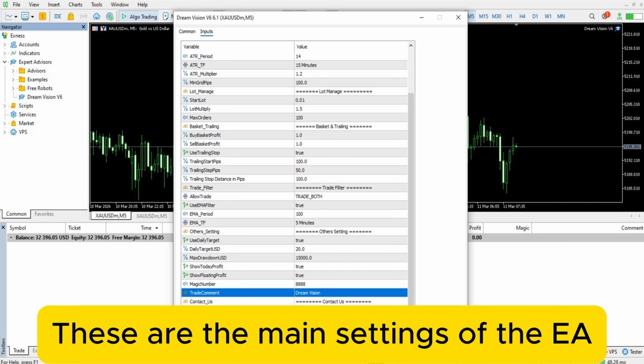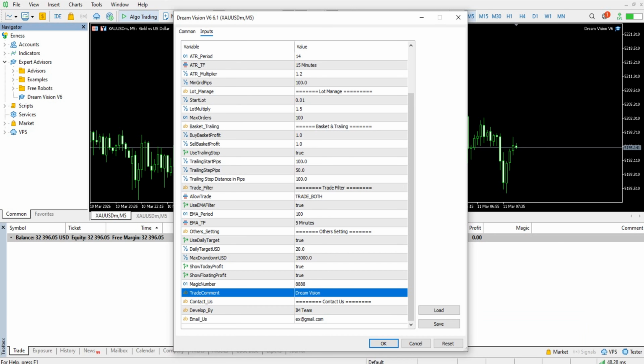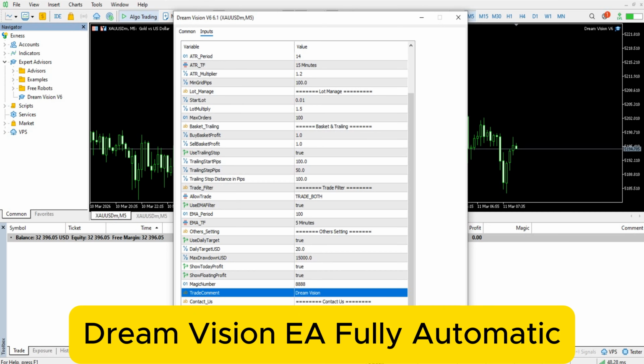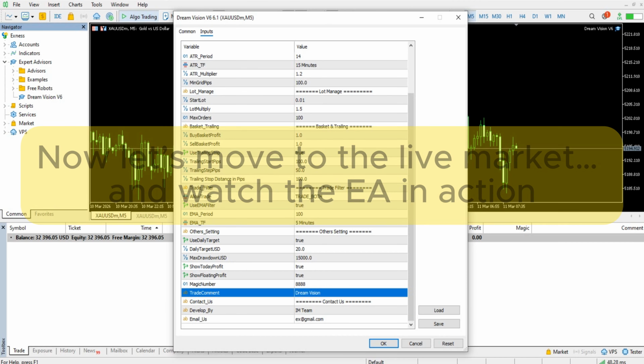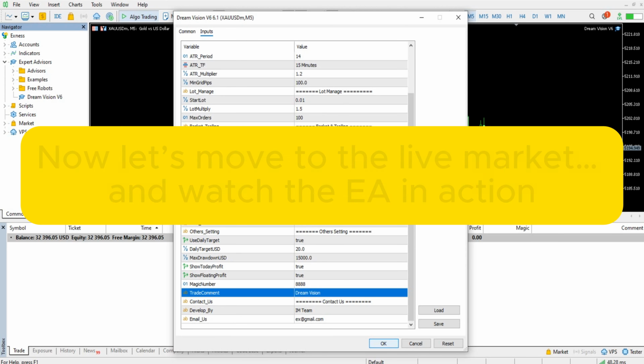These are the main settings of the EA. By adjusting these parameters, you can customize the system to match your trading style and market conditions. Now let's move to the live market and watch the EA in action.